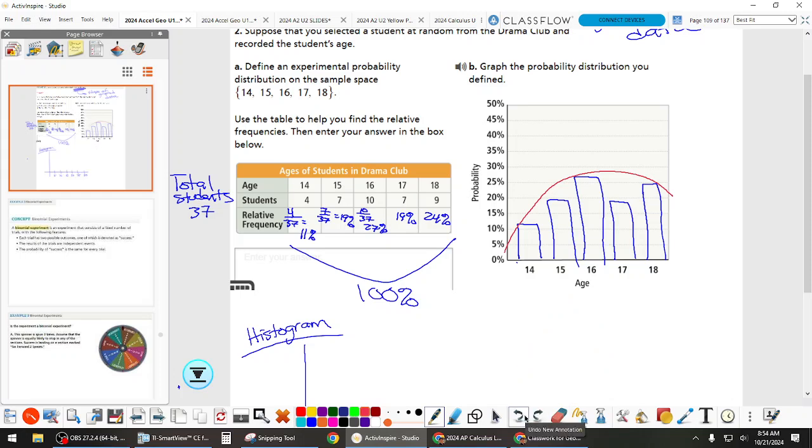Okay. So the probability favors the higher grade levels or higher ages. This is what we mean by a probability distribution.